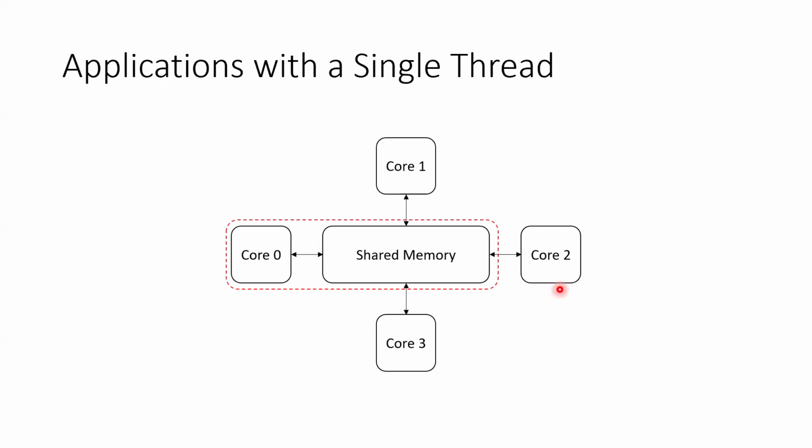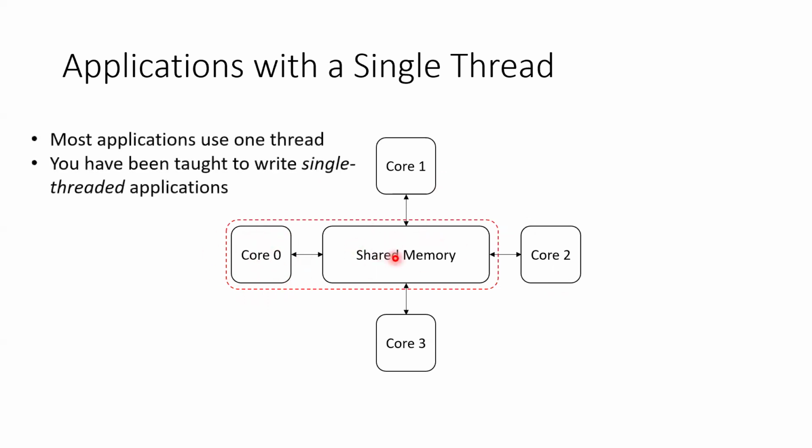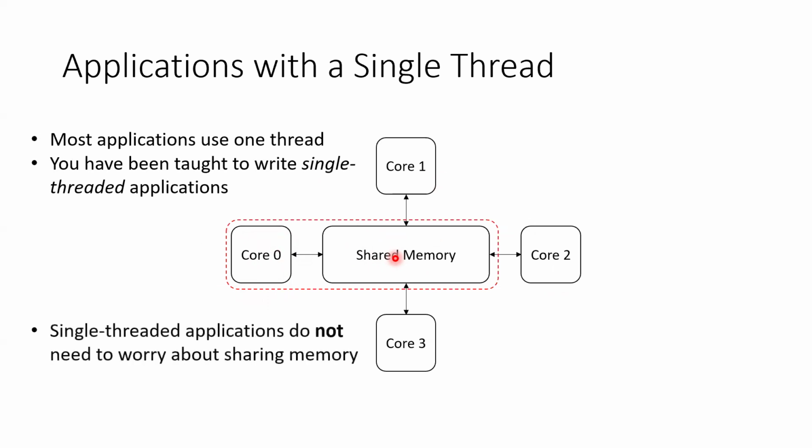The applications you've been writing are all single core. So it's just one core communicating with the shared memory. Most applications use one thread, and you have been taught to write single-threaded applications. And because it's just single-threaded, it's only one core talking to the shared memory. The other cores are idle, so you don't need to worry about sharing the memory. The memory is all yours.